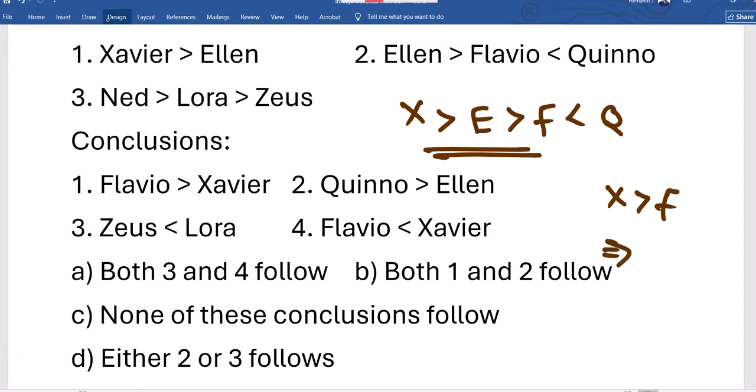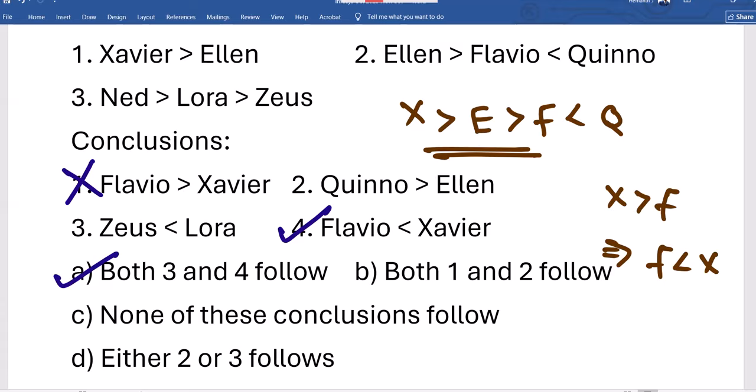This is only correct. But what is the first conclusion? F greater than X, that is wrong. Then which one is correct? The fourth one is correct. The fourth one is available in which option? Option C, none, is wrong. B, no. Option A. I'm not solving the remaining conclusions with the fourth one.